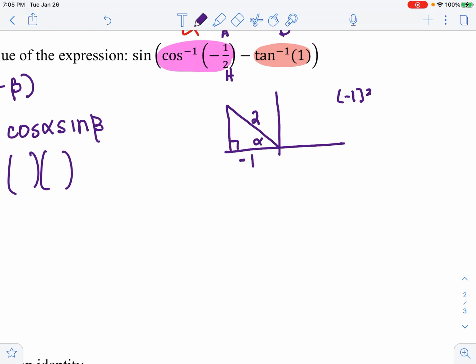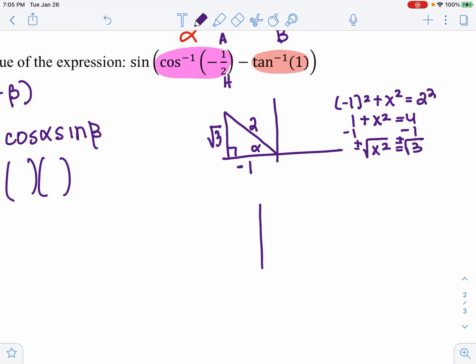This is not a triple, so I'm going to do Pythagorean theorem to figure out my 3rd side. Leg squared plus leg squared equals hypotenuse squared. 1 plus x squared is equal to 4. Subtract 1 from both sides. X squared is equal to 3. Square root, plus or minus. So x is either going to be positive or negative root 3. Since it's up, it's positive root 3.